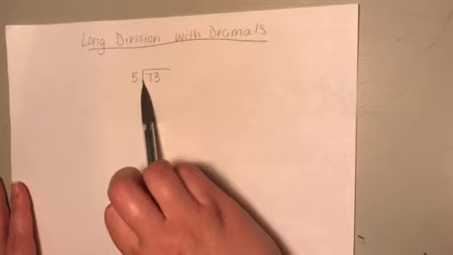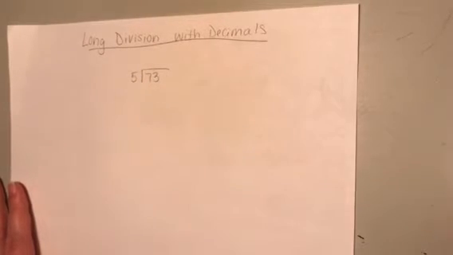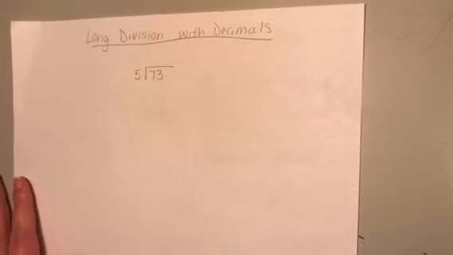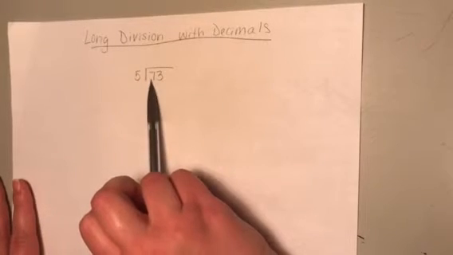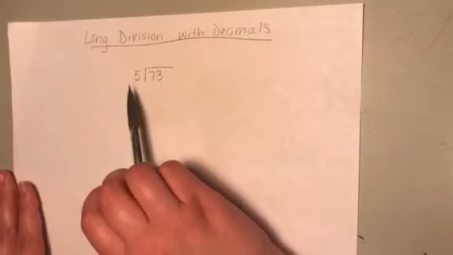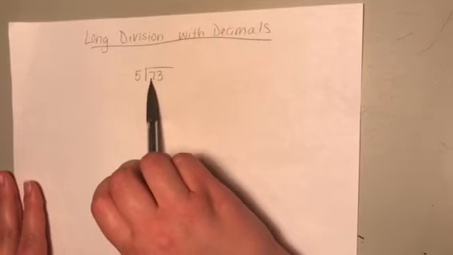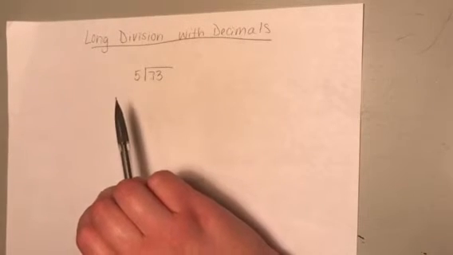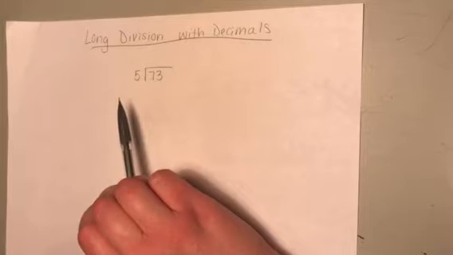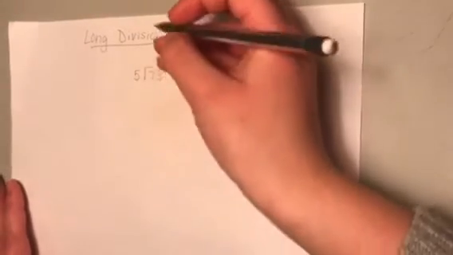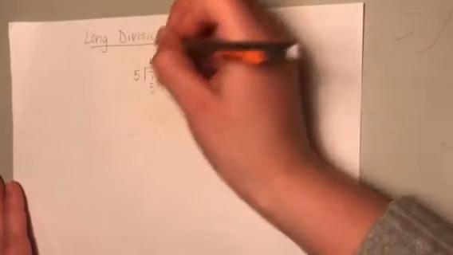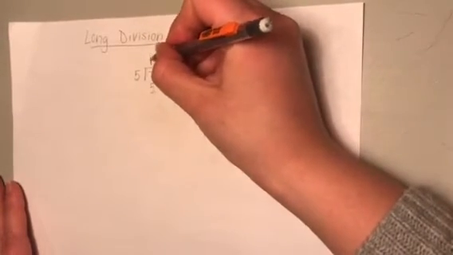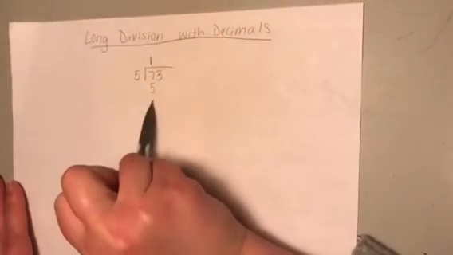So I've set up my long division. It's right in the format it needs to be. And now I'm going to say, how many times can I put 5 into 7? So basically, I want to know what times 5 will give me 7. Well, no whole number times 5 will give me 7, so I'm going to go as close as I can. 1 times 5 will give me 5, so I'm going to put my 1 up here, and 1 times 5 gives me 5.